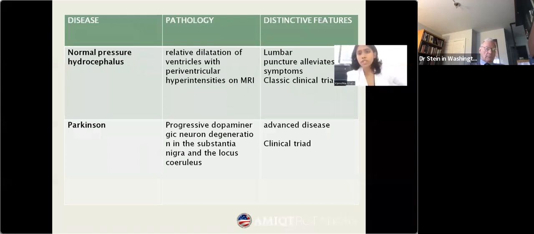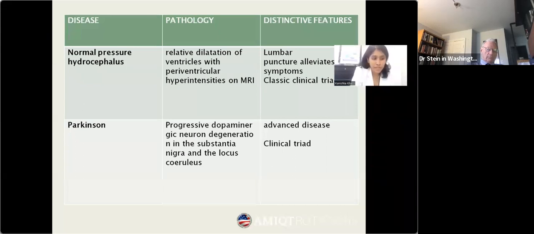Now we're moving on to the much rarer causes of cognitive decline. The first is normal pressure hydrocephalus, which is a potentially reversible cause of cognitive decline. It is characterized by a classic clinical triad of gait disorder, dementia, and urinary incontinence. On MRI, we would see relative dilation of the ventricles with periventricular hyperintensities. This is very important to know because it's a potentially reversible cause, and a simple lumbar puncture would alleviate the symptoms.